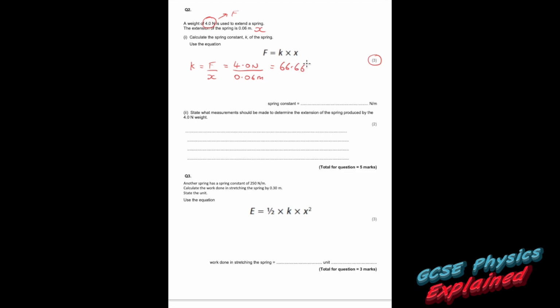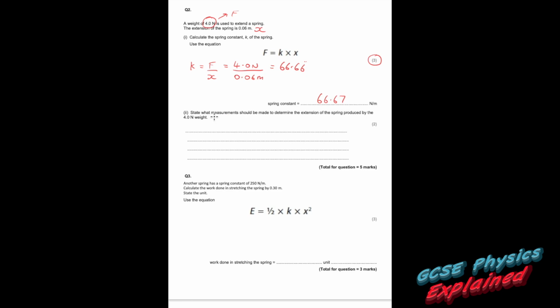66.66 recurrent. Now I often get asked how many decimal places shall I put it to, and my answer is always the same. Do it to the greatest number of decimal places that they give you the numbers to. So that's to 1 decimal place, but that number there is to 2. So I'm going to give mine to 2 as well. And that'll round up to 66.67. Unless, of course, they say round it up to a specific number of decimal places or significant figures.